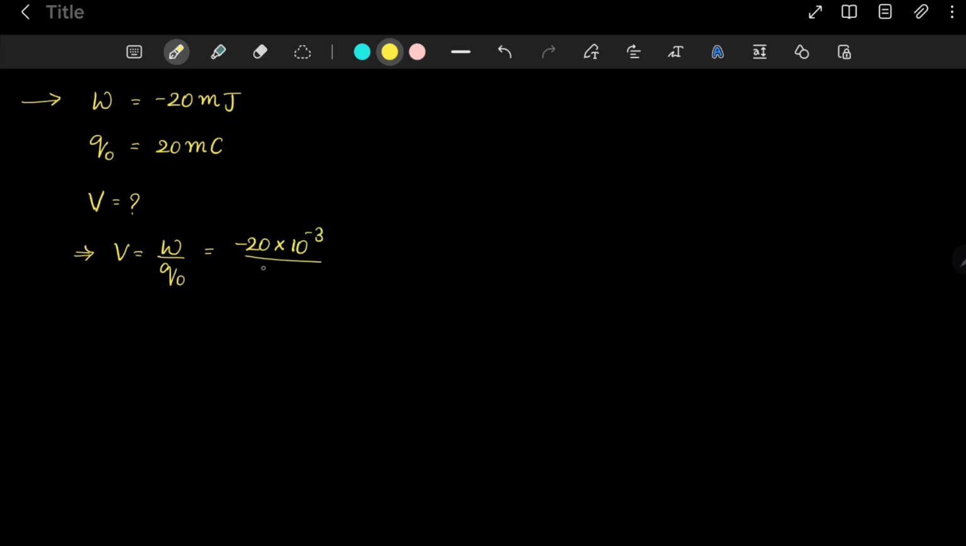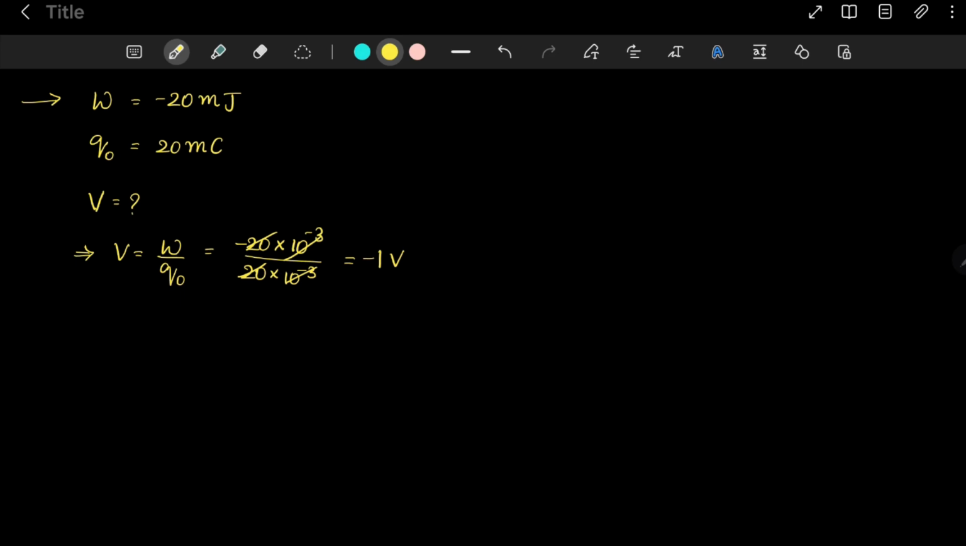So what is the work done, my dear? Work done in that question is given as minus 20 millijoule. And what is the charge that is being brought from infinity? It is 20 millicoulomb. Then what is the potential at that point is the question. What is the relation there? V is equal to W by Q naught. W is given as minus 20, milli means 10 power minus 3, divided by the charge, 20 millicoulomb. If it gets cancelled, you will be getting minus 1 volt.